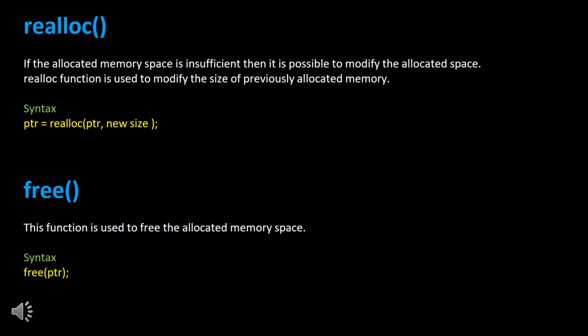Here, the memory block pointed to by p is released. After calling free, the pointer becomes a dangling pointer, and attempting to access the memory could result in undefined behavior. It's a good practice to set the pointer to null after freeing it.